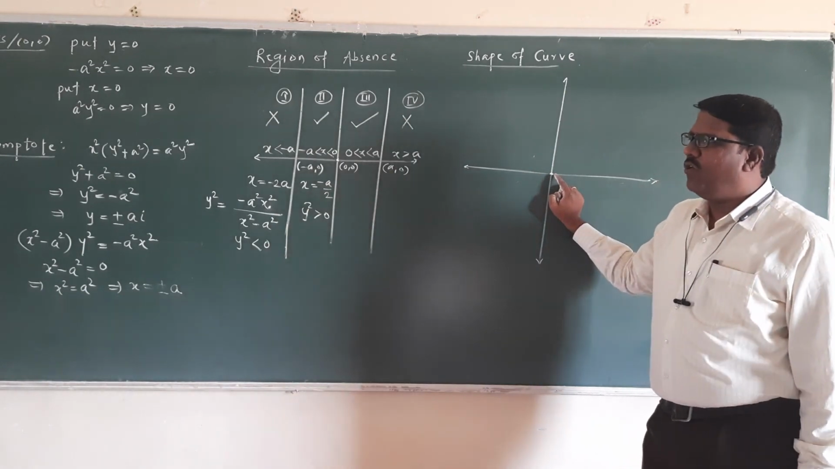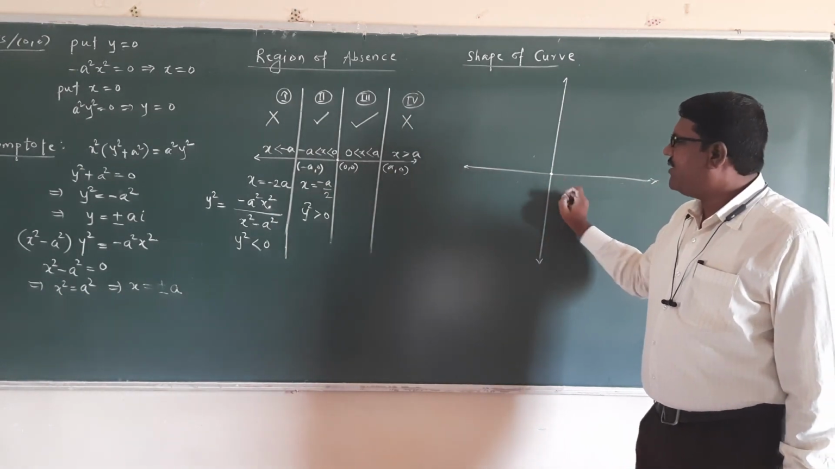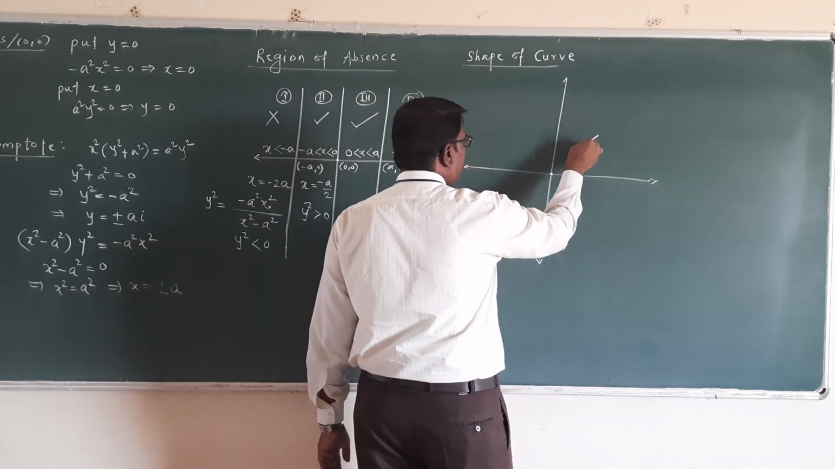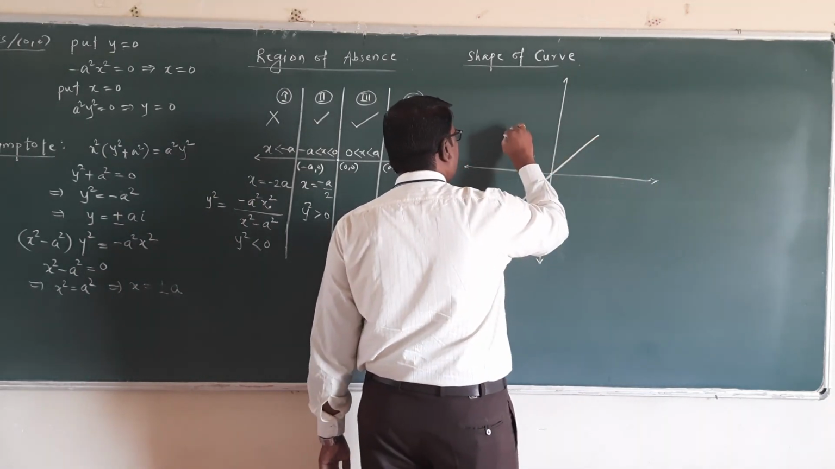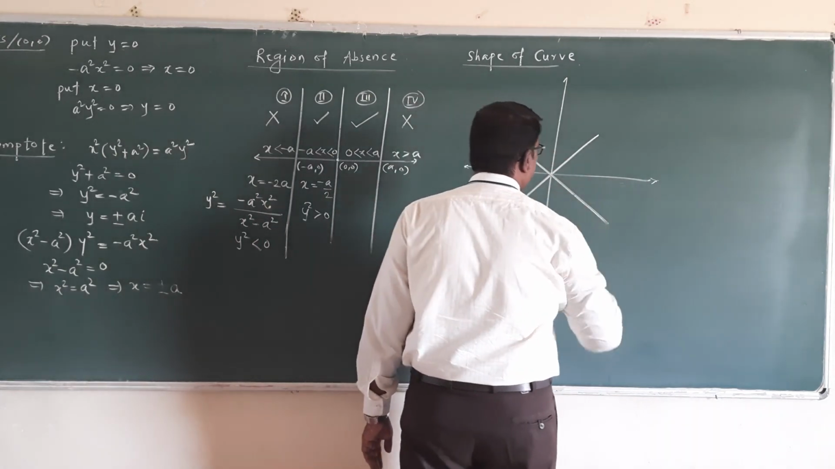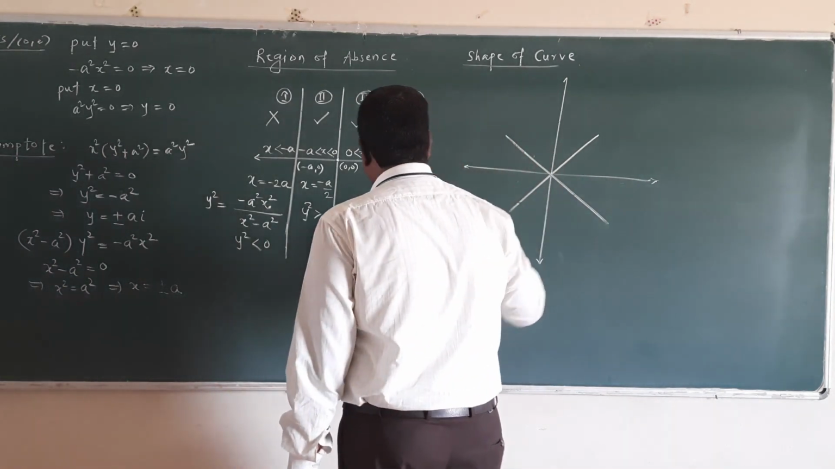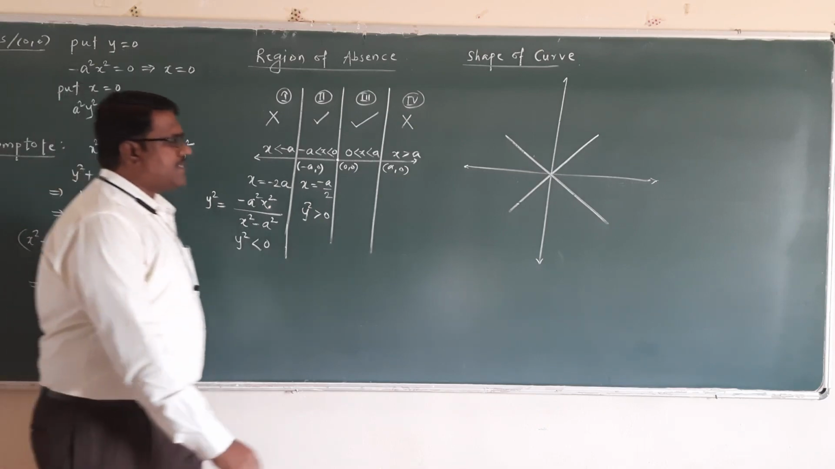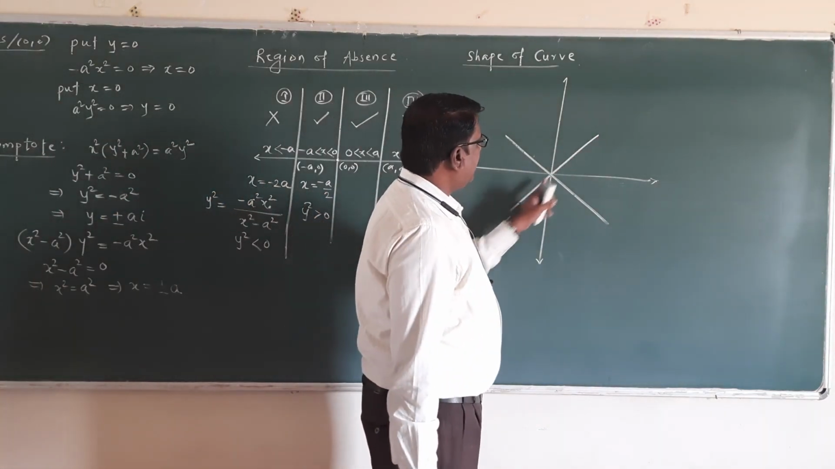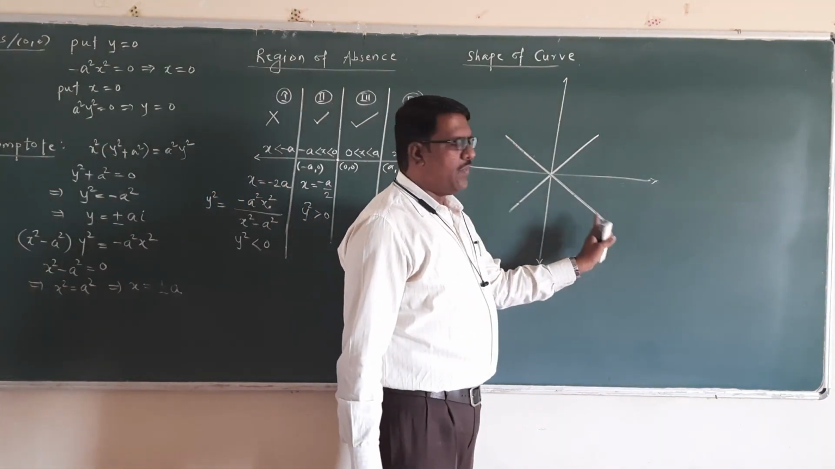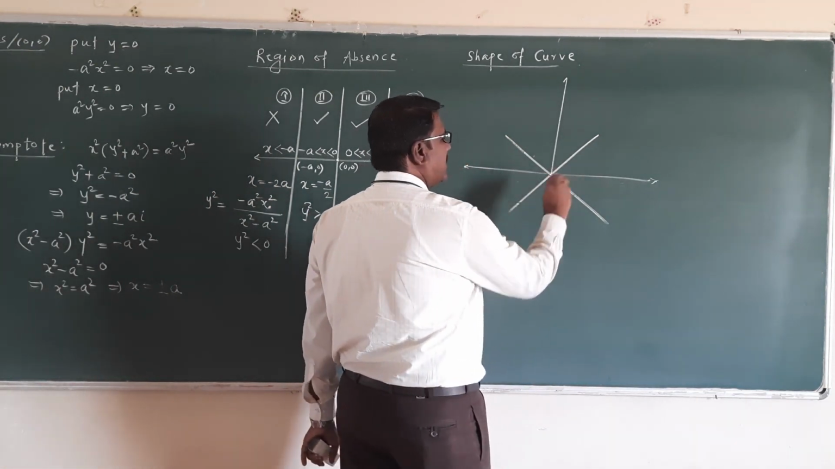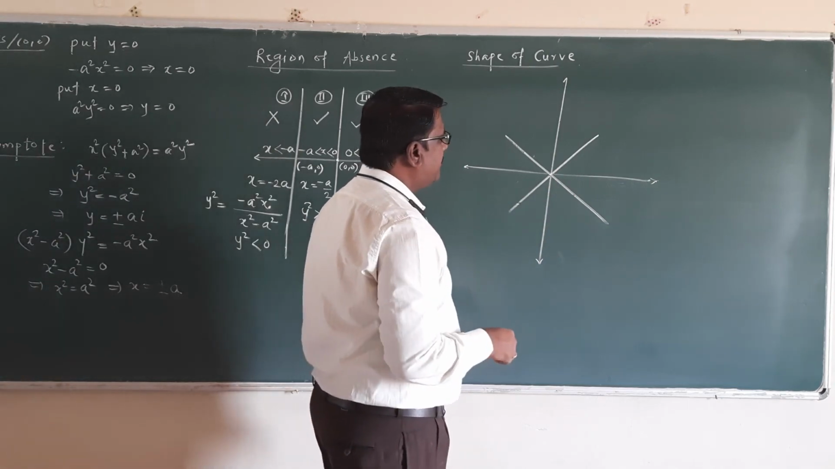At the origin, as the origin is a node, there are two tangents: y is equal to x, y is equal to minus x. So this line is tangent at the origin, and again this line is tangent at the origin. As the origin is a node, there are two tangents, and these two tangents are real and distinct: y is equal to x and y is equal to minus x. Next, there is no point other than the origin, so we have to drop it.